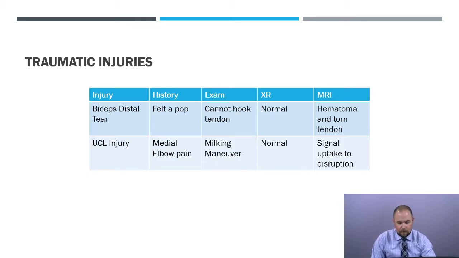MRI would show the disruption of the ligament on that. Sometimes, in order to see this a little better, you do also have to get an MRI arthrogram, so it helps to know what you're looking for as far as what you're ordering on your advanced imaging modalities.